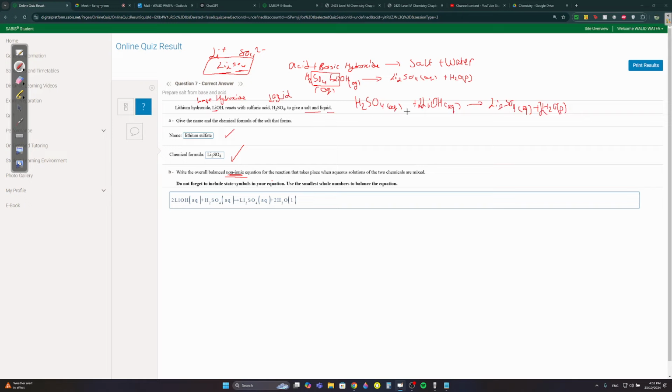Now check if it's balanced. 4 hydrogen, balanced. SO4, balanced. 2Li. You have 2 oxygens here, 4 oxygens here, so 6 oxygens. So you have 4 oxygens here, 2 oxygens here, so also 6 oxygens, so this is balanced. Okay, check, compare it, it should be the same thing. Yes, it is. Okay.